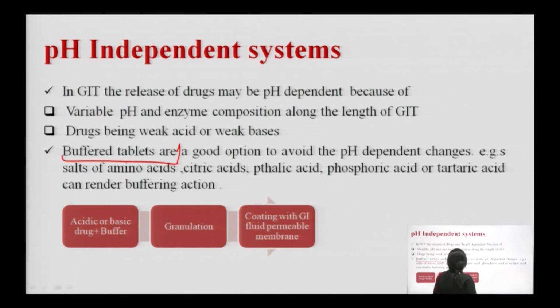What is done? The acid or basic drug is mixed with this buffering agent and they are granulated together. Now, these granules are coated with GI fluid permeable membrane. Now, when this system goes inside the body, the permeable membrane will allow the gastrointestinal fluid to go into the granules, where due to the presence of buffer, the pH of the dissolution medium will be appropriately adjusted because of this buffer action, and the drug dissolution as well as drug release will occur normally independent of the pH.